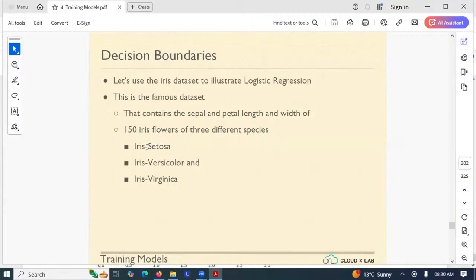So there are 50 samples for the Setosa class, 50 samples for the versicolor class, and 50 samples for the virginica class, right? And the features here are the sepal length, sepal width, petal length, and petal width, right? So these are the four features. For each flower, we have four features, and there are a total of 150 such flowers, and we have three classes in this data set, right? So we are solving a multi-class classification problem, right? Okay.